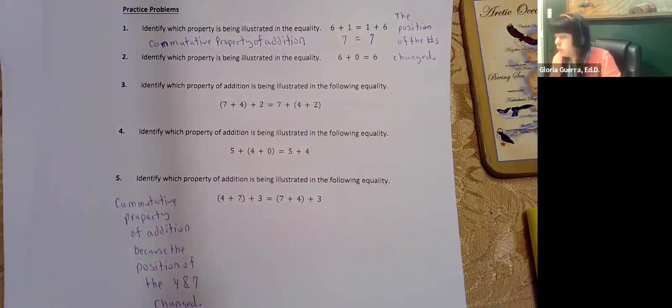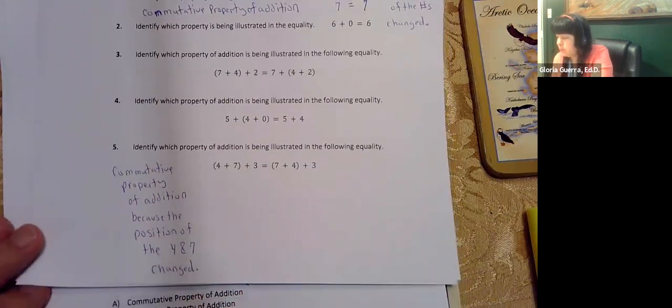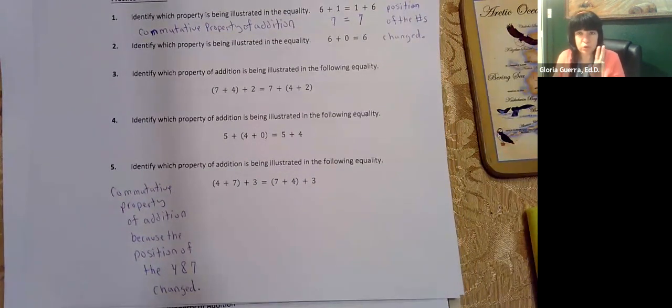Okay, so you're going to see that with commutative property, it's usually just two numbers that are being changed, two numbers' positions that are being changed. So you want to look for that. And if you see that happening, that's called commutative property.